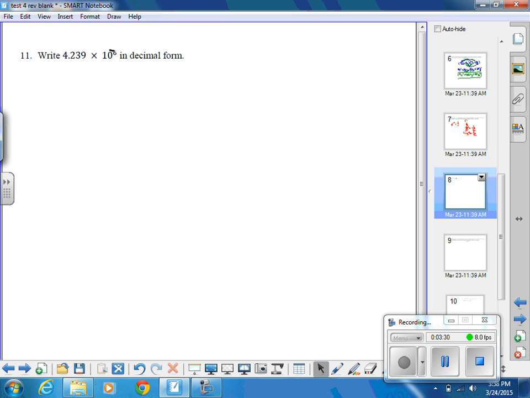Okay, this says write 4.239 times 10 to the negative 6. I just threw that negative in there, okay? In decimal form. I wanted to give you one that was a decimal. Alright, so now we're going to work backwards. So I have 4.239, and I'm looking at negative 6. So if this is a decimal, how do I do this?